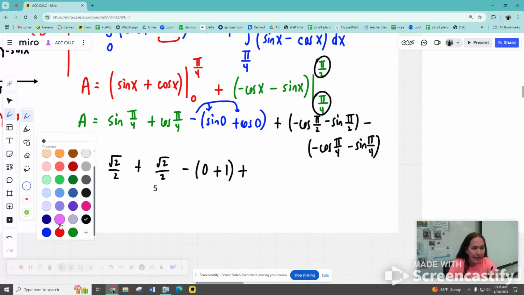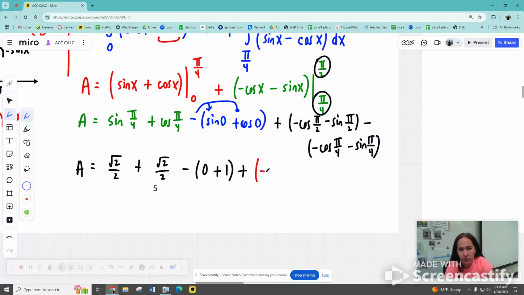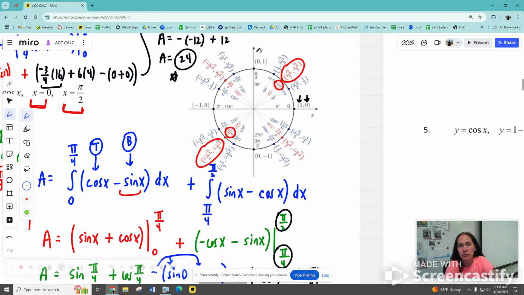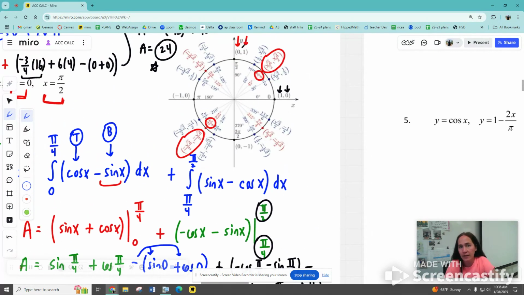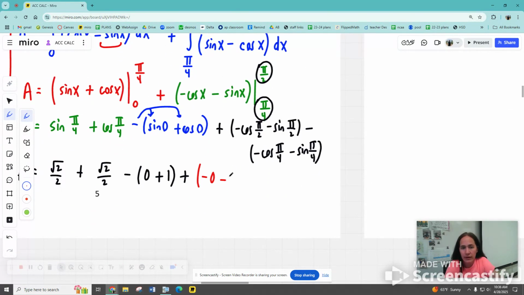Plus negative cosine of pi over 2. So negative, I'll go to pi over 2. The cosine is your x value, should be 0. And then minus sine of pi over 2. So go back up here, sine is going to be 1. So minus 1. And last part, minus negative cosine of pi over 4, so negative root 2 over 2, minus root 2 over 2 again, the sine of pi over 4.